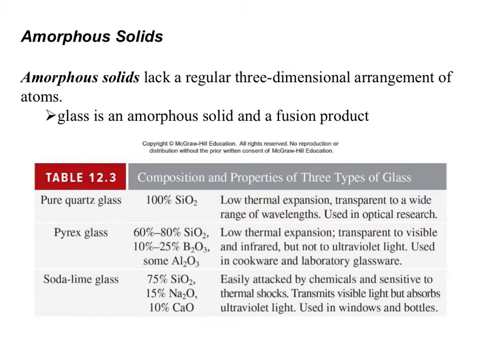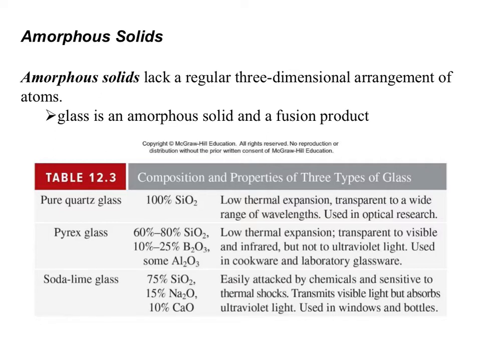Pyrex glass, on the other hand, has up to 25% of borax impurities with maybe some aluminum oxide in it. It has a low thermal expansion, but is transparent to visible and infrared light, but not to ultraviolet light. This is used in cookware and laboratory glassware due to its resistance to heating, so it doesn't crack under heat.